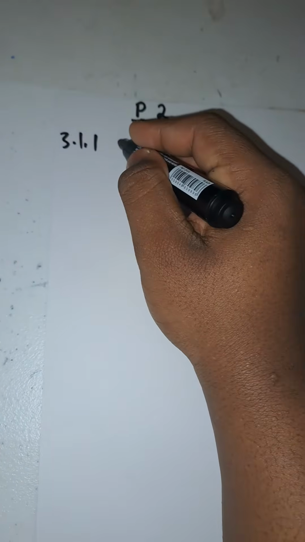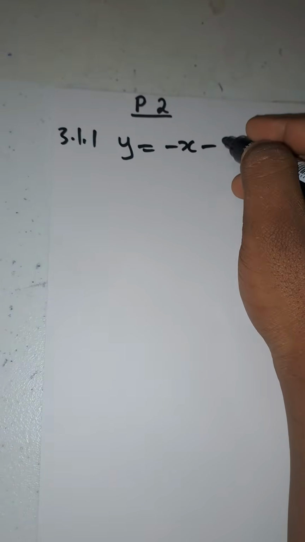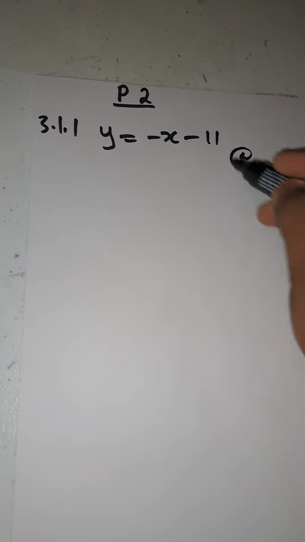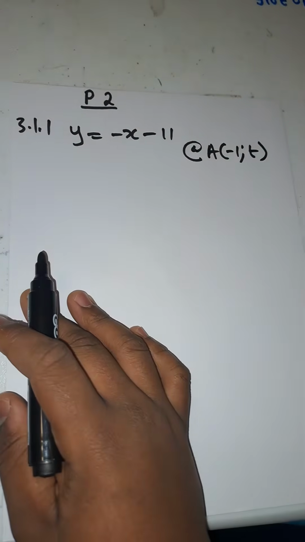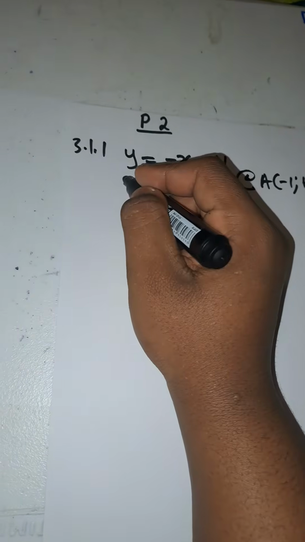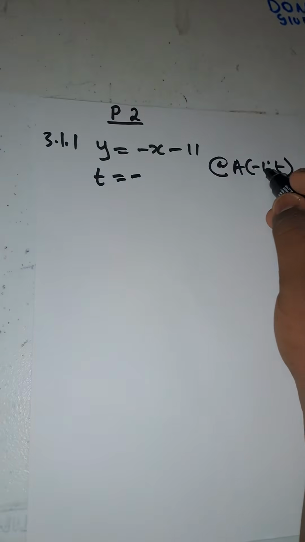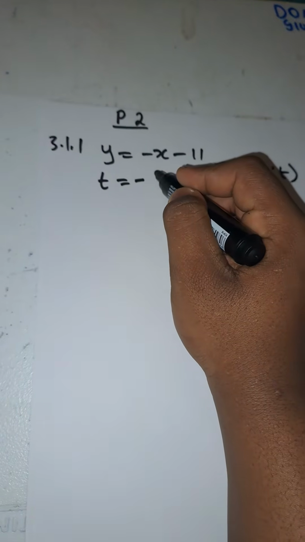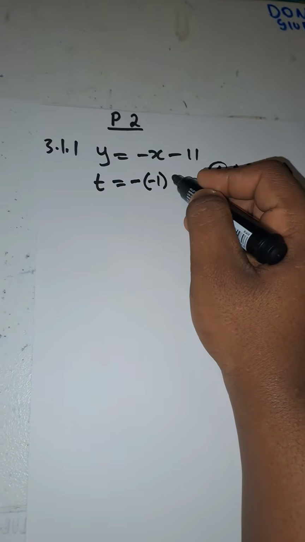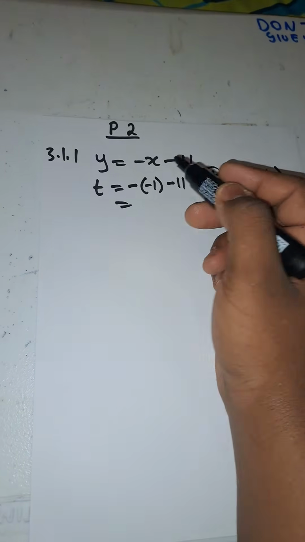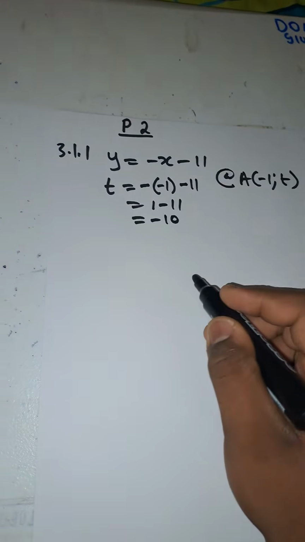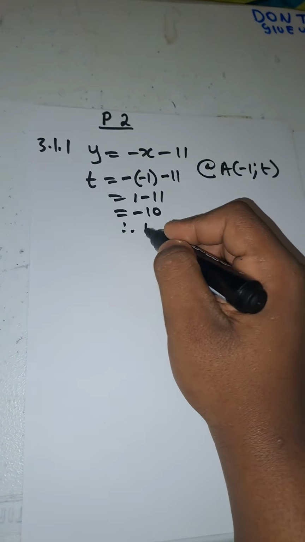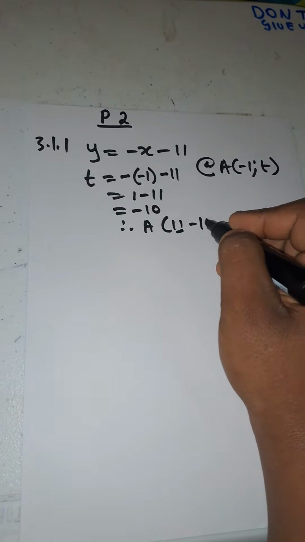Alright, so 3.1.1. I have my equation as y equals minus x minus 11. At point A, where my x is minus 1, my y is T. So we are going to substitute. Where there is y, I put T. It equals minus, where there is x, I put minus 1, but it is minus, open bracket, minus 1, close bracket, minus 11. So minus and a minus is a positive, so it is the same as saying 1 minus 11, which is the same as minus 10. Therefore you can say A is (minus 1; minus 10).